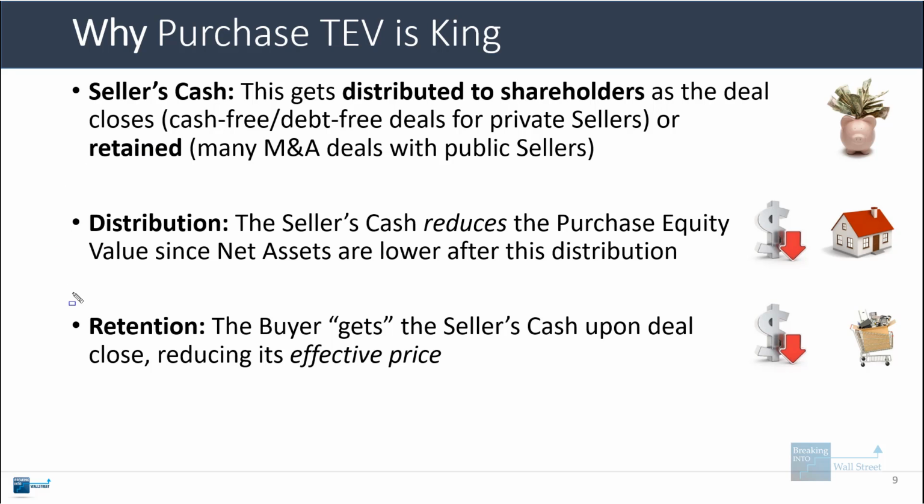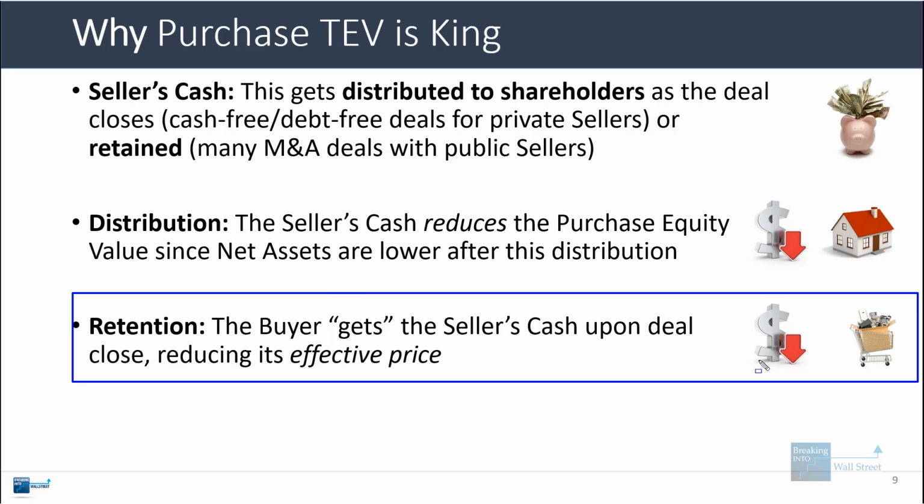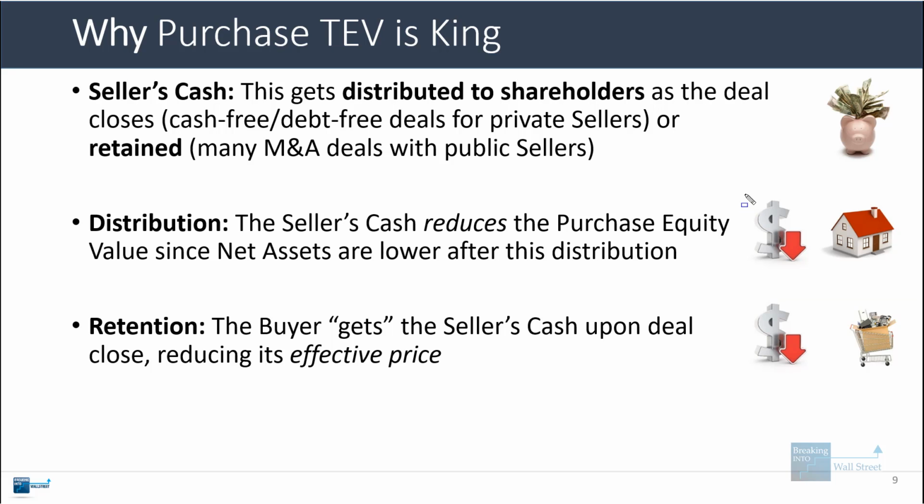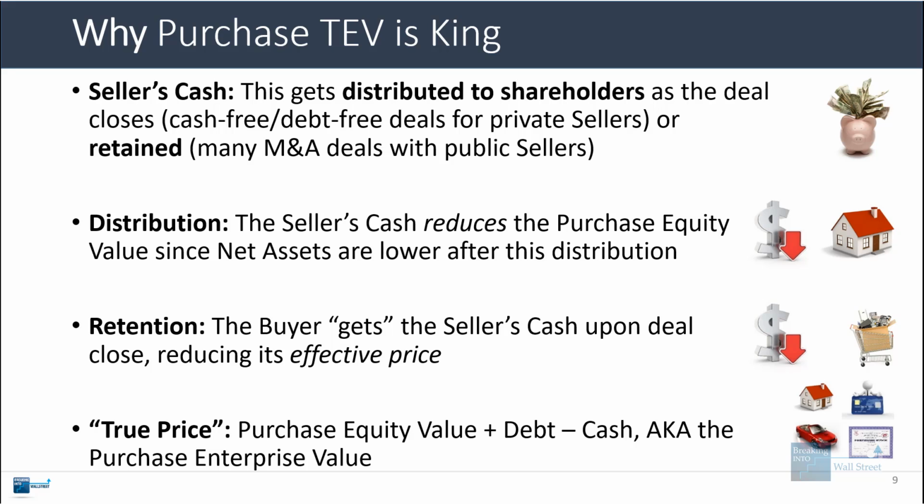Now, in this retention case, the purchase equity value stays the same, but if you think about it, afterward, since the buyer is getting the seller's cash, effectively it has paid less for the seller. And so in either case, the seller's cash reduces the effective price that the buyer is paying. And that is why the true price is equal to the purchase equity value plus debt minus cash, which is the same as the purchase enterprise value. Let's go to Excel and look at this.